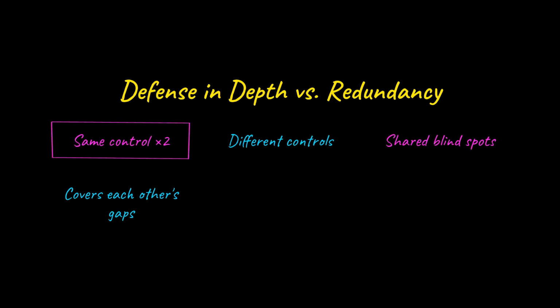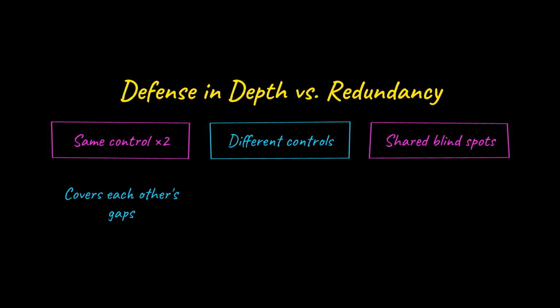The critical distinction is between defense in depth and redundancy. Redundancy means two of the same control. Two firewalls with the same rules will miss the same attack. Defense in depth means different kinds of controls that compensate for each other's blind spots, valuing diversity of mechanism, not just multiplicity of devices.